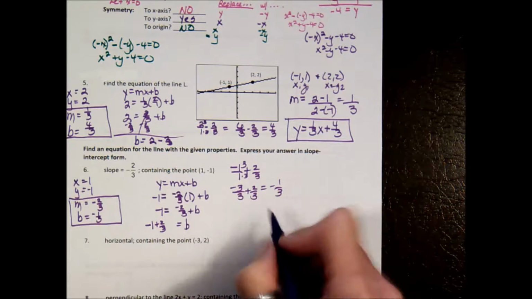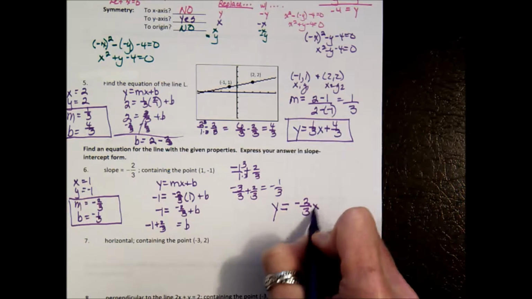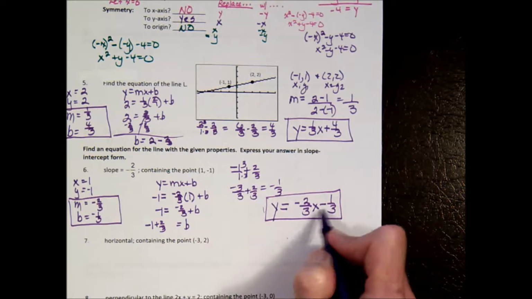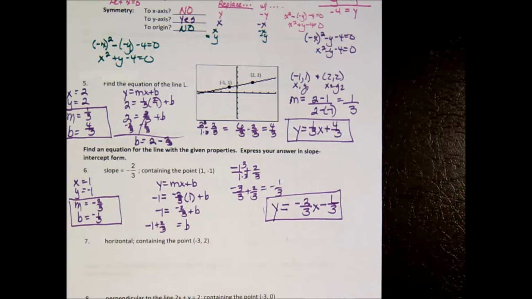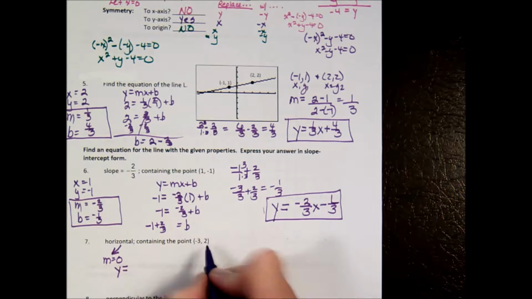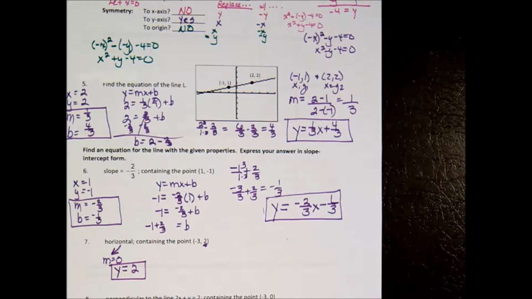So my equation is y equals negative 2/3 x minus 1/3. Don't use double signs. Don't write plus minus. It just makes a minus. All right, if my equation is horizontal, then that means the slope is 0. And I know that horizontal equations are y equals, all I have to do is look at that y, and I have it. There's nothing to do there.